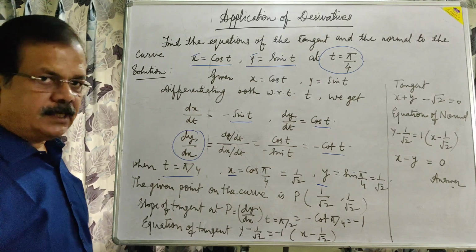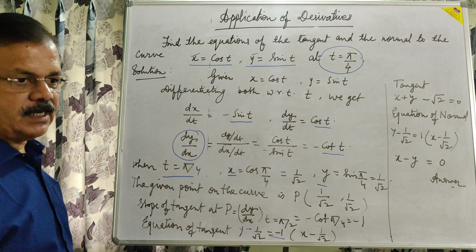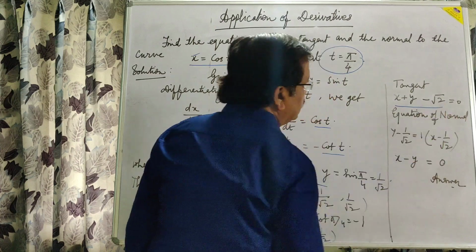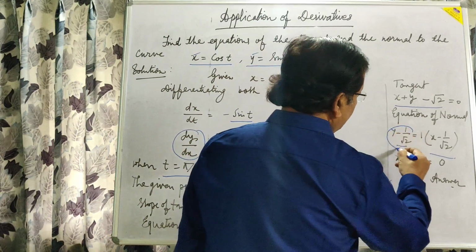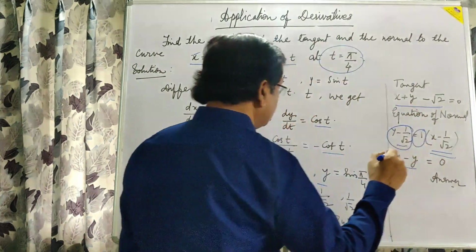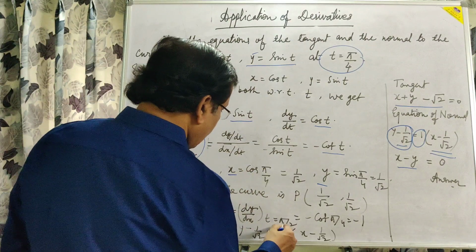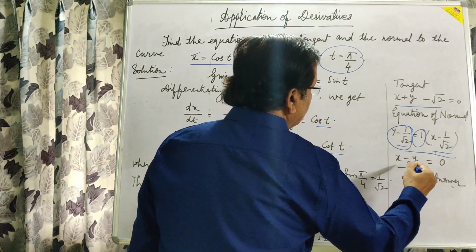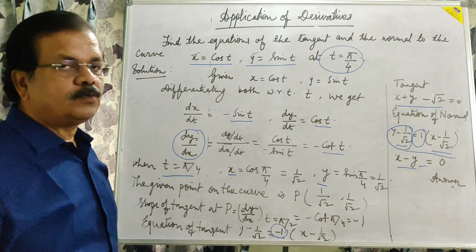Now the equation of the tangent is y minus y1 is equal to dy by dx at the point into x minus x1. Putting this value we get the tangent x plus y is equal to root 2. In the same way, the equation of normal is y minus y1 is equal to minus 1 upon dy by dx at the point into x minus x1. Now minus 1 upon dy by dx at the point, this value will be positive. Then substituting this value, we get the equation of normal as x minus y is equal to 0.